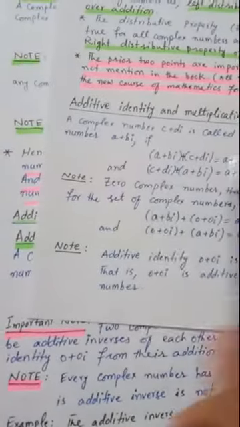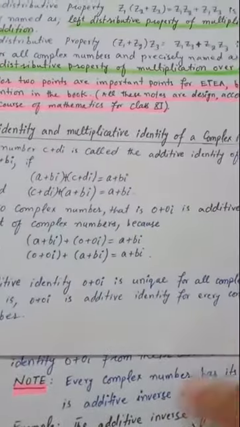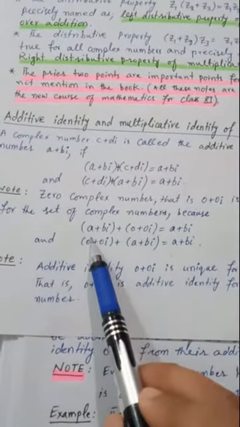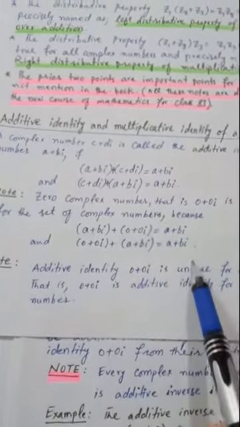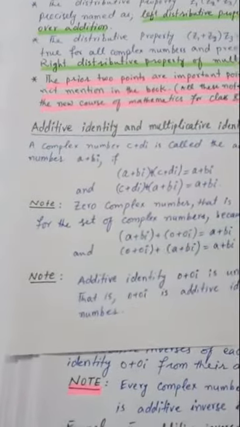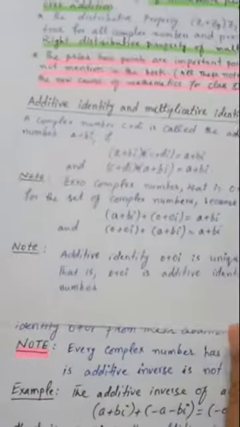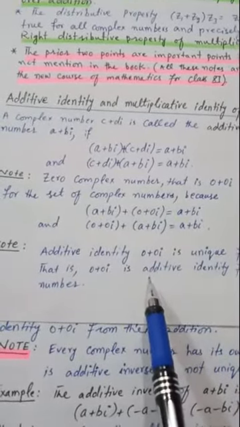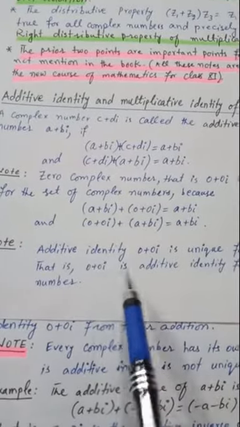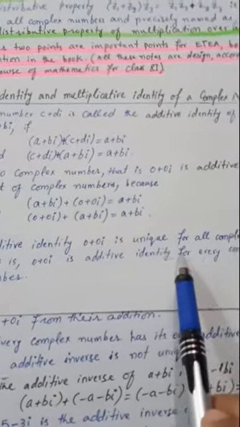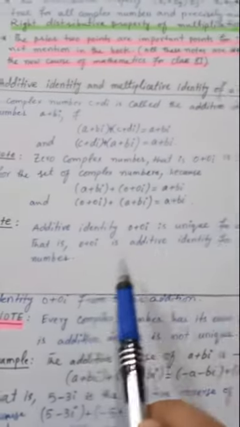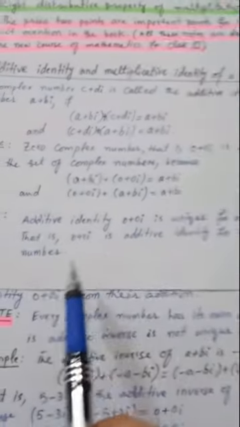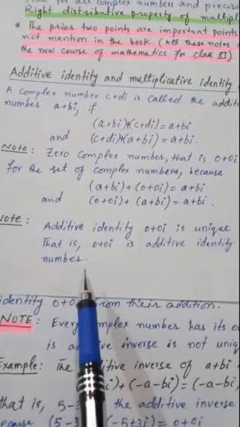So note, the zero complex number, which is 0 plus 0 iota, is the additive identity, because when you add 0 plus 0 iota to a complex number from right or from left, you get that complex number. So remember that the additive identity is always unique, and for the set of complex numbers, 0 plus 0 iota, which is the zero complex number, is called the additive identity. So additive identity 0 plus 0 iota is unique for all complex numbers. That is, 0 plus 0 iota is the additive identity for every complex number. So this is the additive identity.